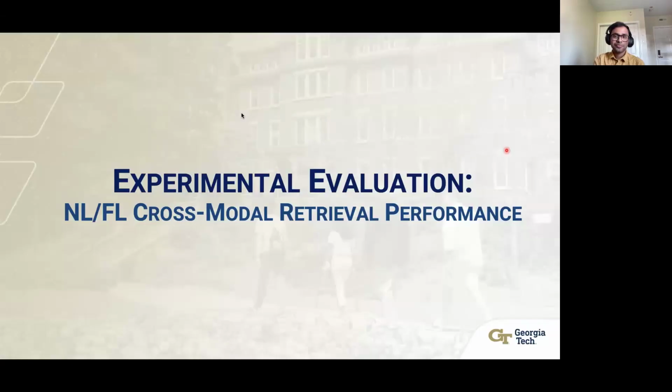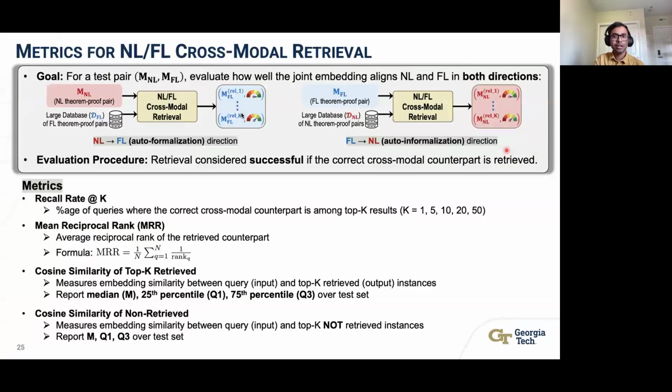And now coming to the experimental evaluation and the results, starting with the natural language to formal language cross-model retrieval performance. First, we evaluate the cross-model retrieval component in two directions. In the natural language to formal language direction, given a natural language theorem proof pair as input, we check whether the model can correctly retrieve the Lean counterpart from a large database. Symmetrically, in the formal language to natural language direction, we check whether the formal language input is retrieved given the natural language counterpart. A retrieval is counted as successful if the correct counterpart appears in the retrieved set.